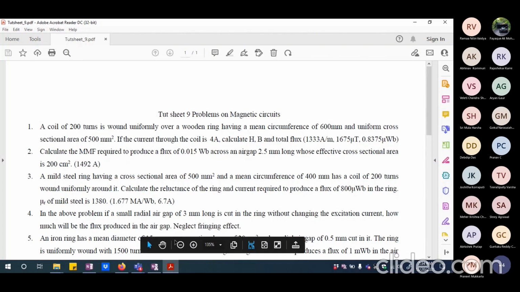A coil of 200 turns is wound uniformly over a wooden ring having a mean circumference of 600 millimeter and a uniform cross-sectional area of 500 mm square. The current through the coil is 4 ampere. So 200 turns and 4 ampere, which means 800 ampere turns is the MMF. Calculate H, B and total flux. That is what is being asked. So let's try to do this problem.